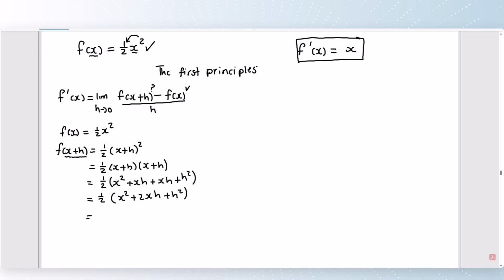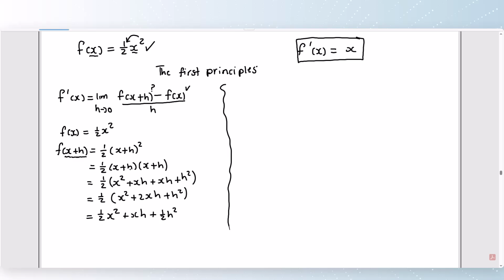Nice. And then half. Let's multiply everything by the half. Half multiplied by x squared is going to be half x squared. Half multiplied by 2xh is going to be just xh. Half multiplied by h squared is going to be half h squared.